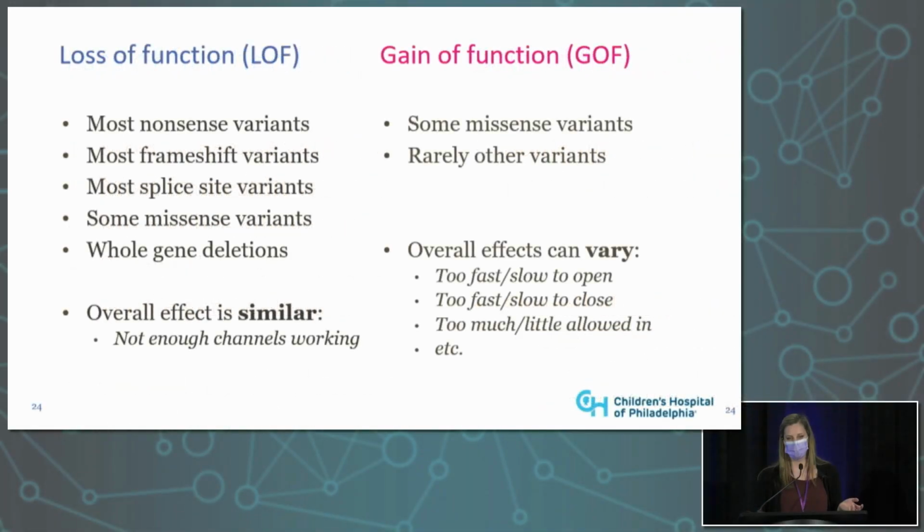But some examples include that the channel might be too fast or too slow to open, or too fast or too slow to close. It might allow too much in, it might not allow enough in. Lots of different effects here. So this can in turn change to a different set of features that we can see in those individuals, or a much wider, more variable picture.